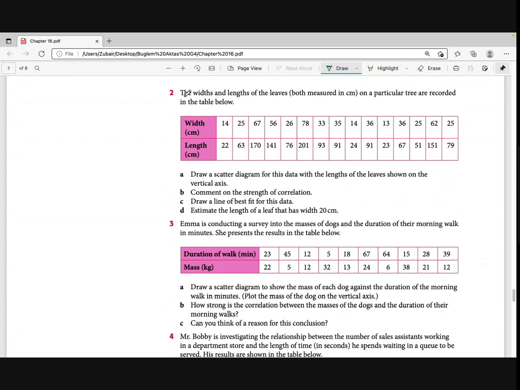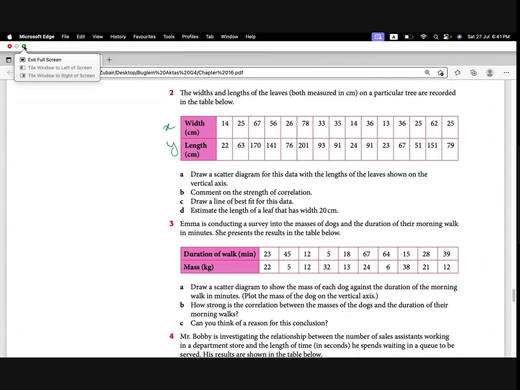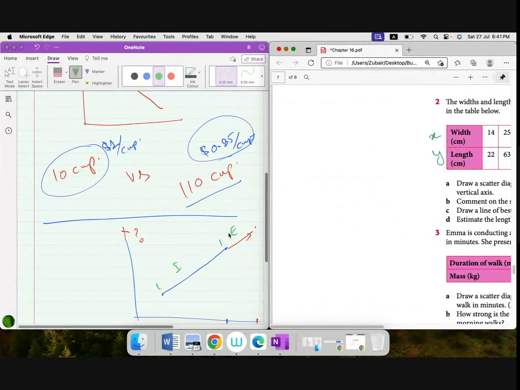Width and length given of leaves. Draw the scatter diagram for this data with the length of leaves shown on the vertical axis. The length of leaves, so this is y, this is x. Comment on the strength of correlation, draw a line of best fit, estimate the length of leaf. This needs to be actually practiced on graph paper.